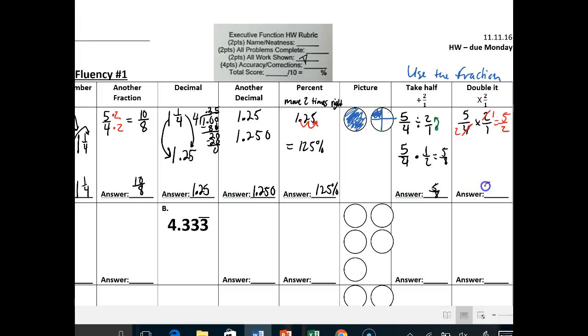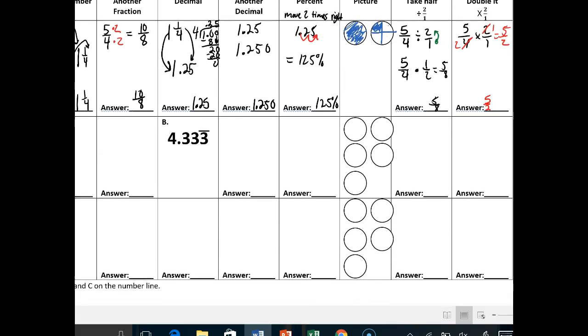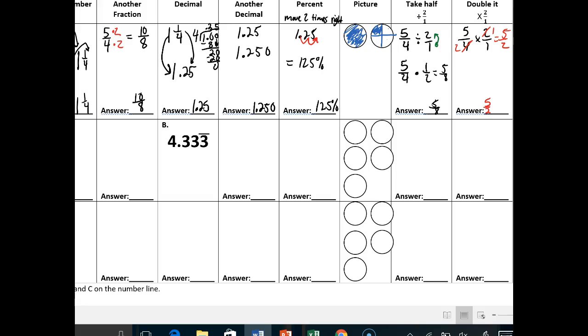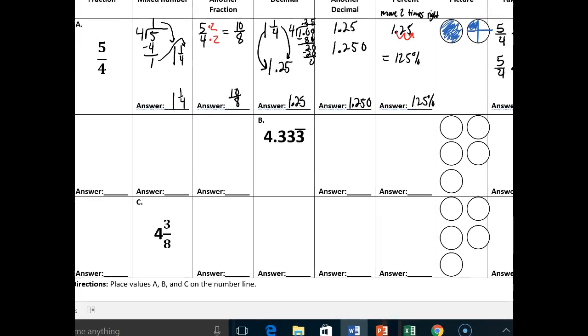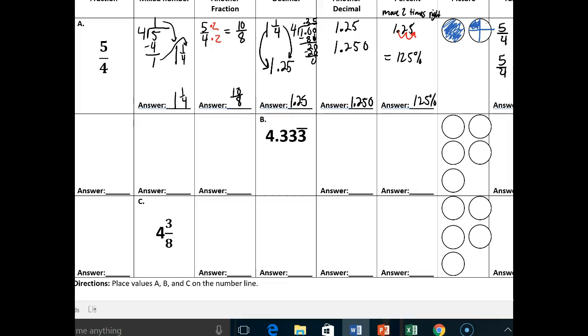So for now, you can put down 5 over 2. If you're fancy, you could have put down 2 and 1/2, because that's what 5 over 2 is, a mixed number. So if you just want to put 5 over 2, not to confuse yourself for right now, that's fine. All right, I'm going to do B as well. Basically, I'm going to do this whole front side, and then you're going to do the back side. It's the same thing, but with just different numbers.